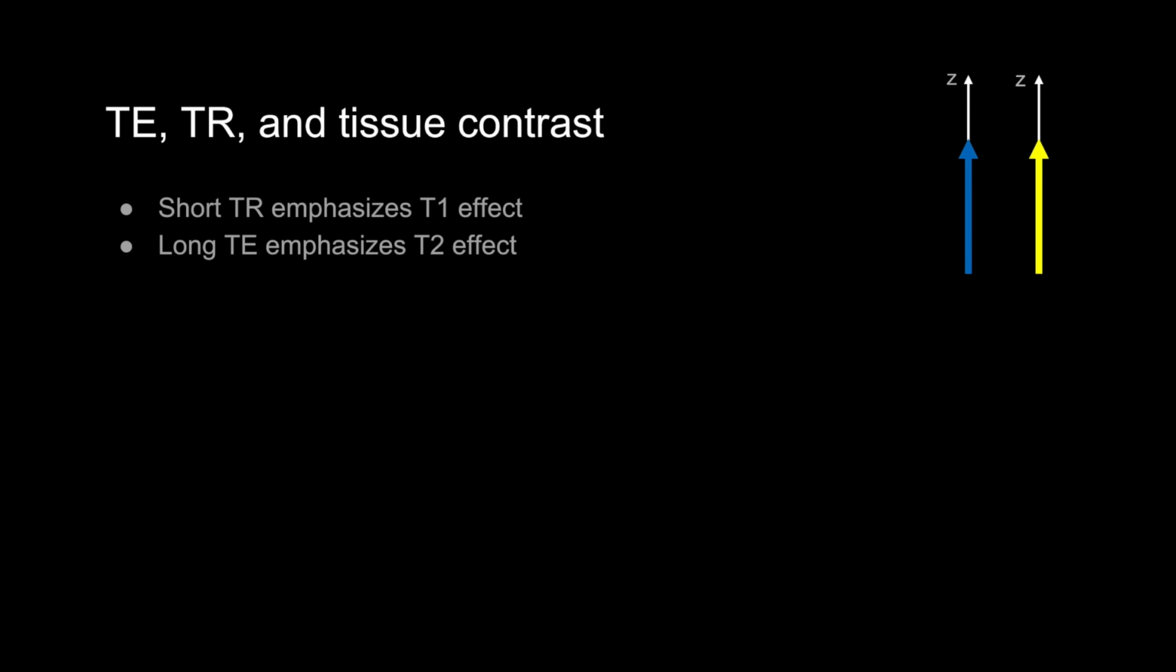Also remember that longer TEs emphasize T2 effect. If the TE is extremely short, we're listening to the echo, we're detecting the echo right away, and we're not allowing much T2 decay to occur. If the TE is relatively long, we're allowing more T2 decay to occur before listening, and tissues will have different signals based on their T2 effects. If that doesn't make any sense, just remember what's on the screen. Short TR emphasizes T1, and long TE emphasizes the T2 effect, and you'll already be most of the way there.